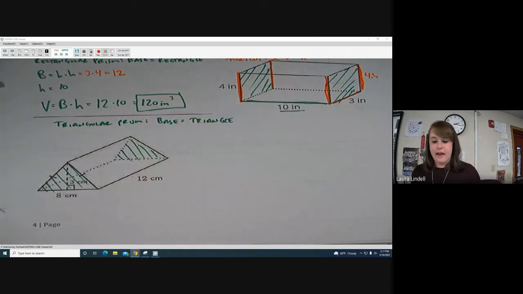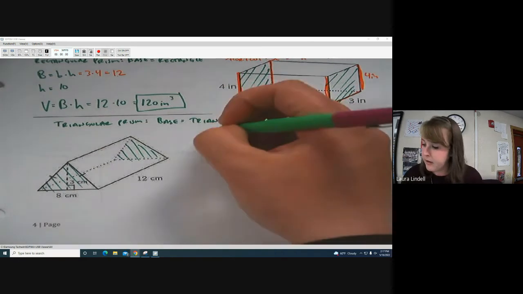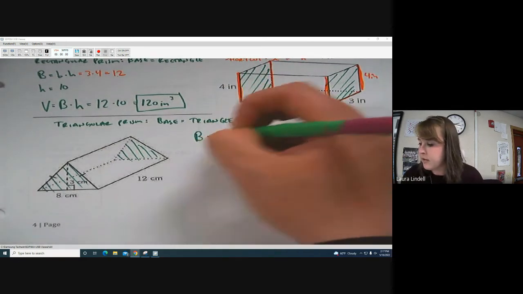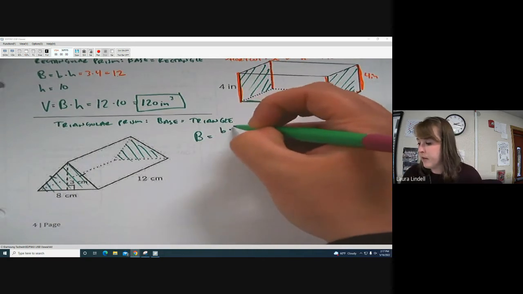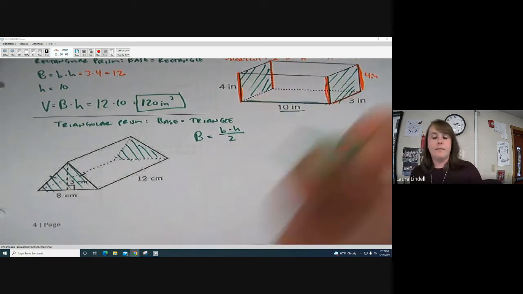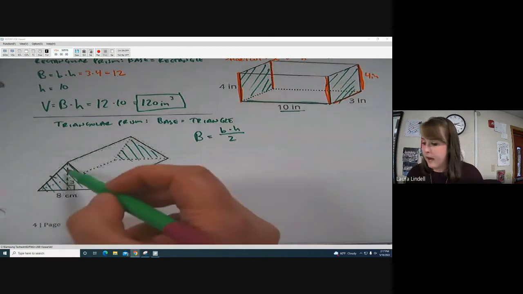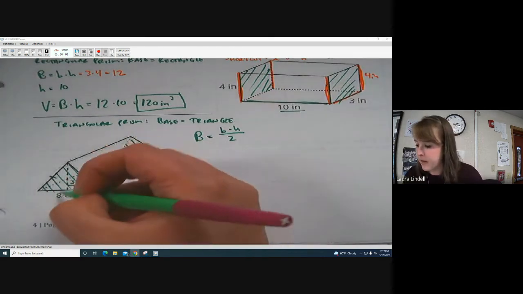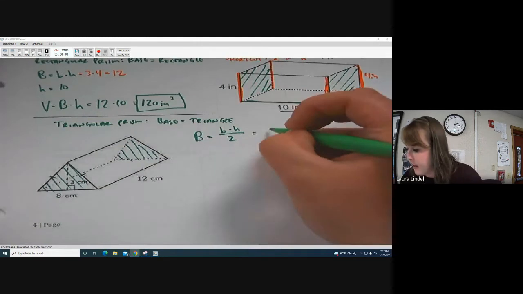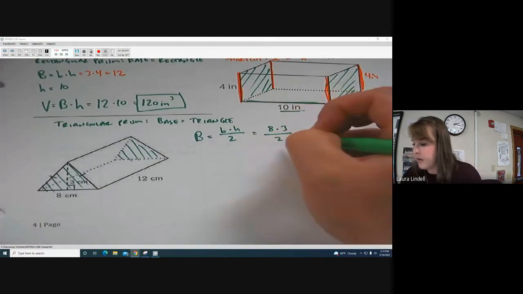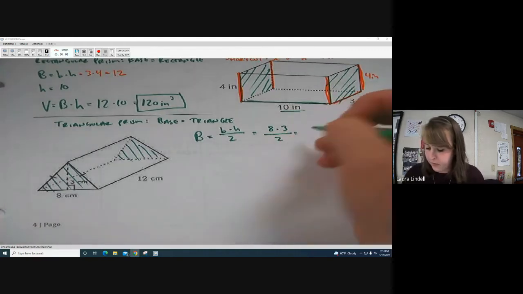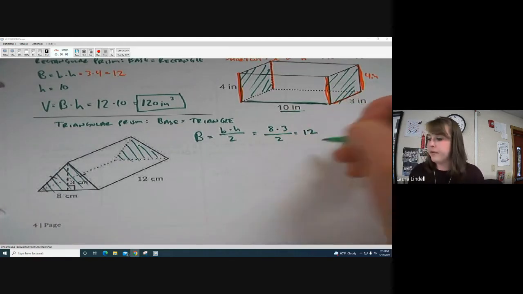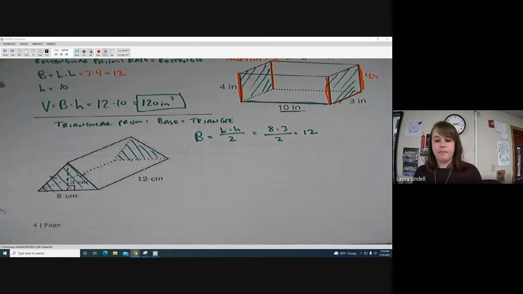So if I'm going to find the area of a triangular base, we have to use our area of a triangle formula. So for the area of the base, it's lowercase b times h divided by 2. So if I'm finding the area of this triangle, we have the base and the height right here, 8 times 3 divided by 2. 8 times 3 is 24, divided by 2 is 12. So that's my area of the base.